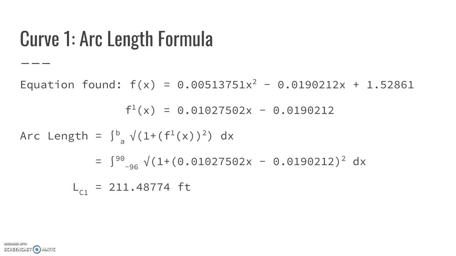And to be able to use the arc length formula, you must find the derivative of this equation, which is f prime of x, equal to 0.010275002x minus 0.0190212. And when plugging this into the arc length formula, I found the curve to be 211.48774 feet approximately. And this is after using the limits of integration being negative 96 and 90.